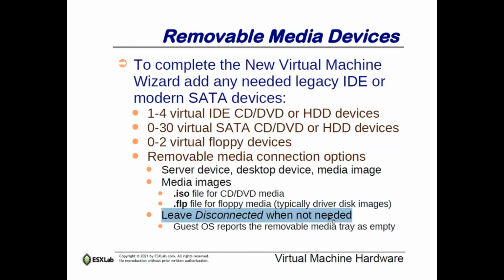Virtual removable media can be either connected, in which case the device reports that there's media in the virtual tray and allows the guest OS access to it, or it can be disconnected, which means that when queried, the device will just simply say, nope, the removable media tray is empty. Now what happens is operating systems will occasionally spin the CD, DVD, or floppy just to see if there's any media in there. And if you have the virtual media set as disconnected, the device will not even bother with the actual media image. It'll just immediately report back to the guest OS that the removable media tray is empty.